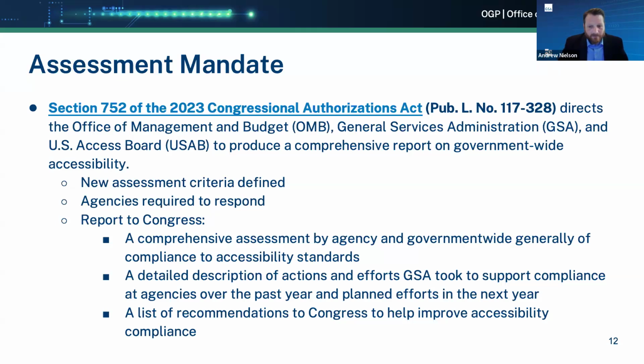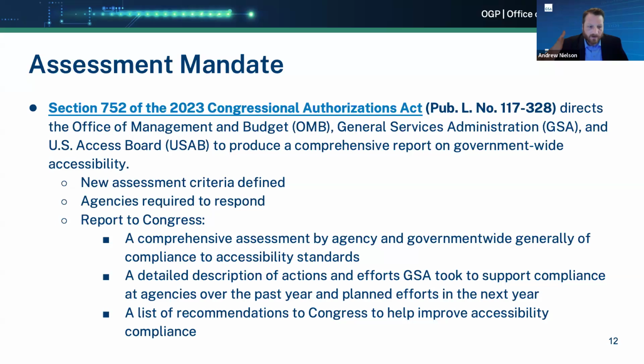And then that legislation required OMB to consult with my organization, with the General Services Administration, as well as with the U.S. Access Board to create those assessment criteria. And then it flipped the responsibility for producing the report and gave the responsibility to GSA, to me and my organization, to produce the report based on the data that agencies provided. And of course, we were required to consult with OMB in producing that report.